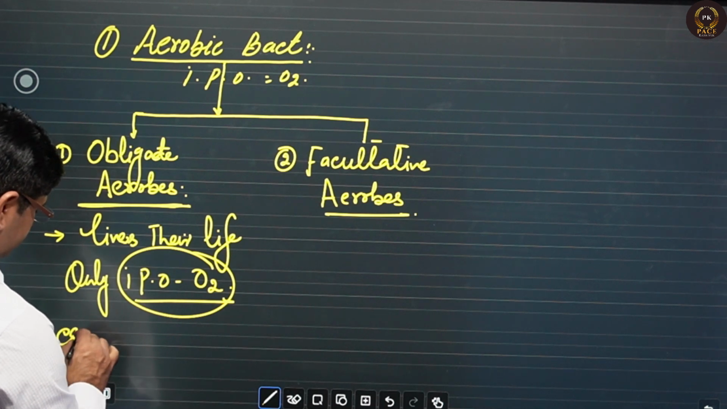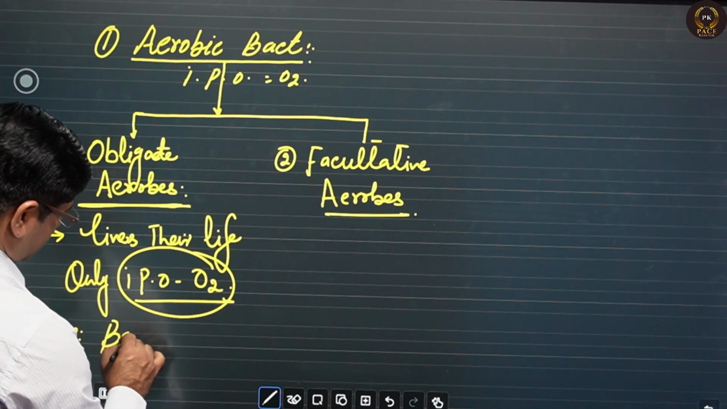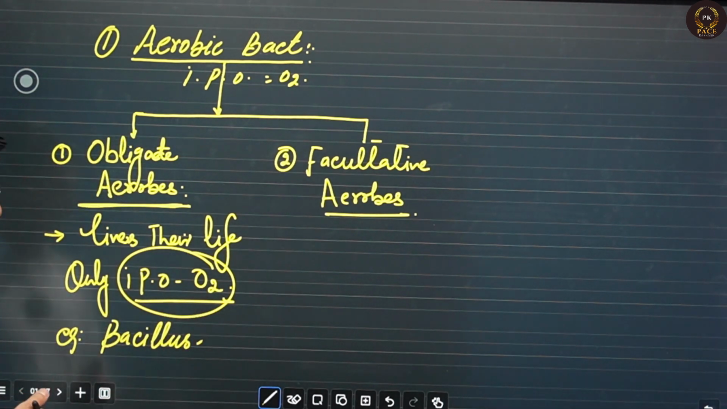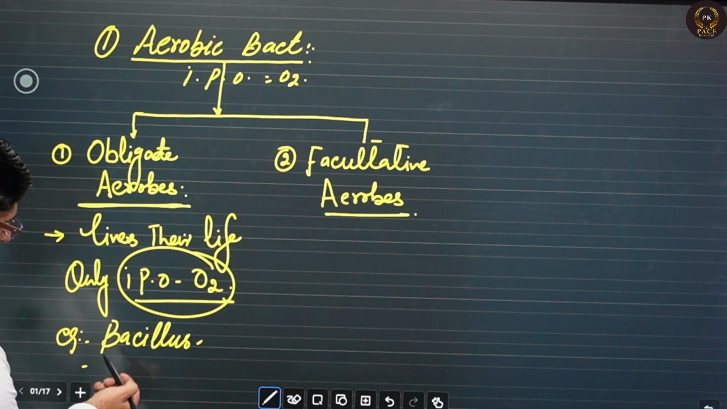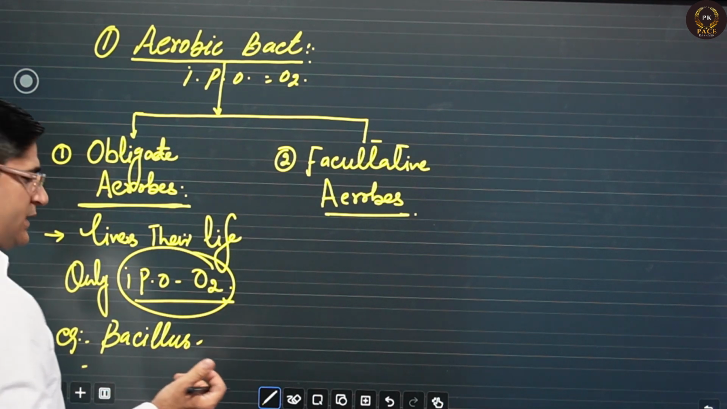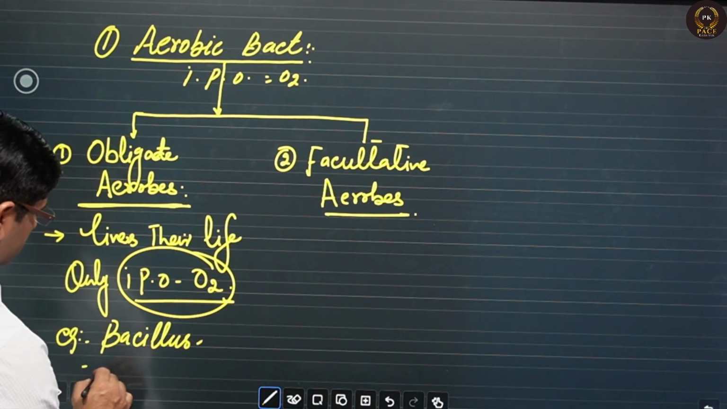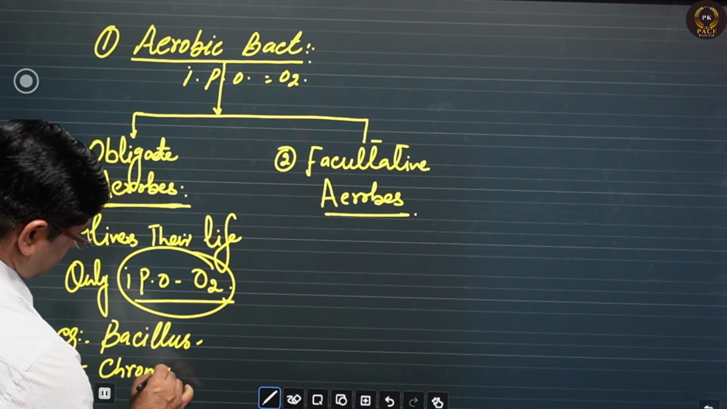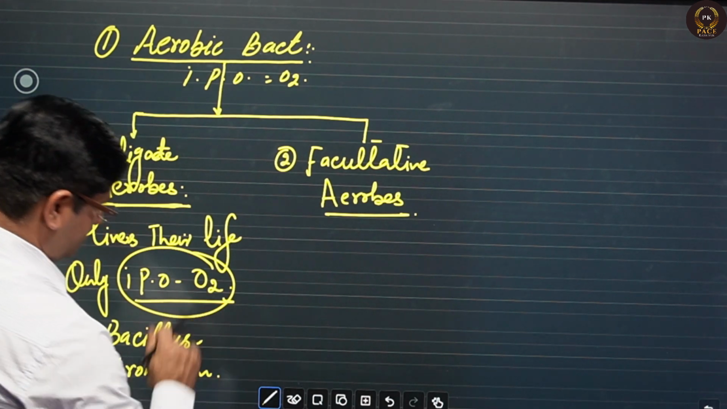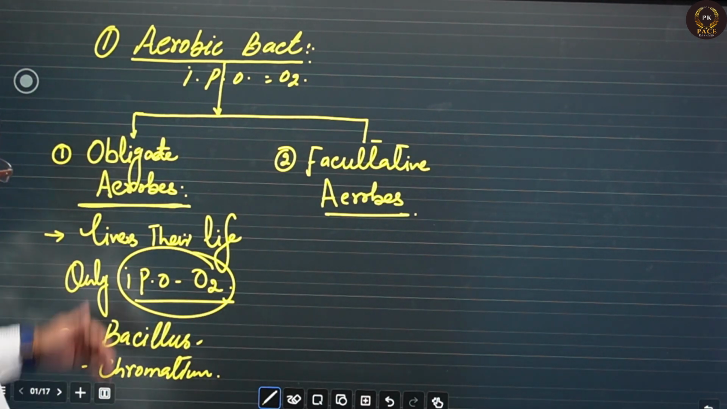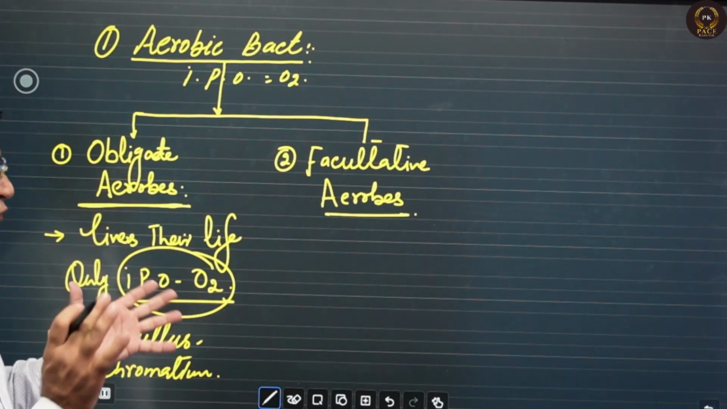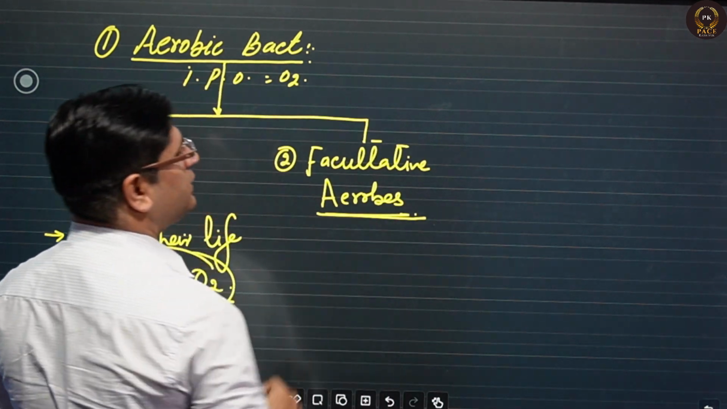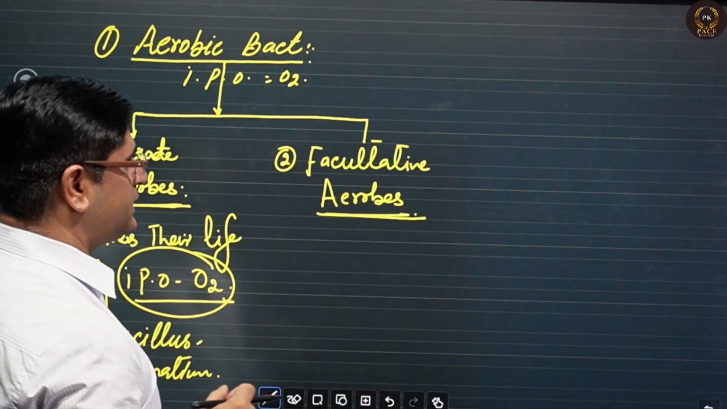For example, Bacillus bacteria, as well as certain other aerobic bacteria, which we call Chromatium bacteria. Chromatiums. Some examples of obligate aerobe bacteria. Similarly, there is a category called facultative aerobic bacteria.